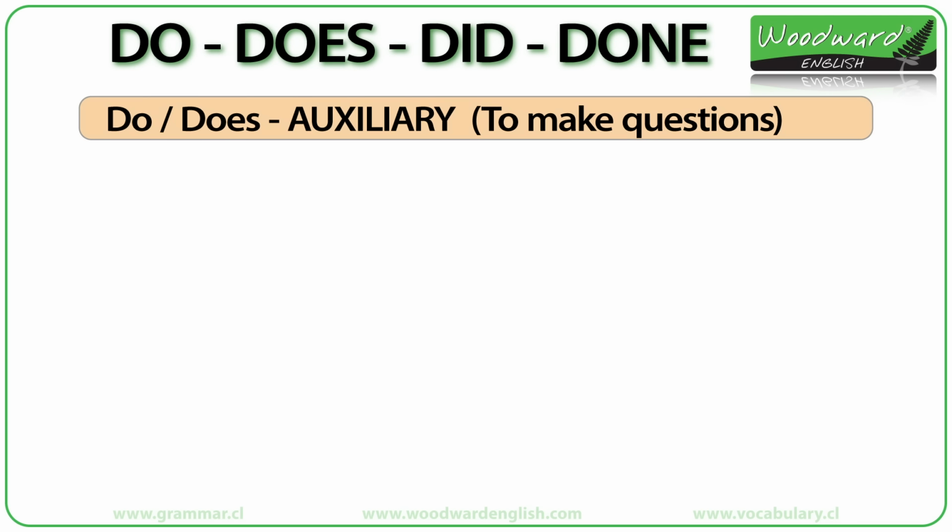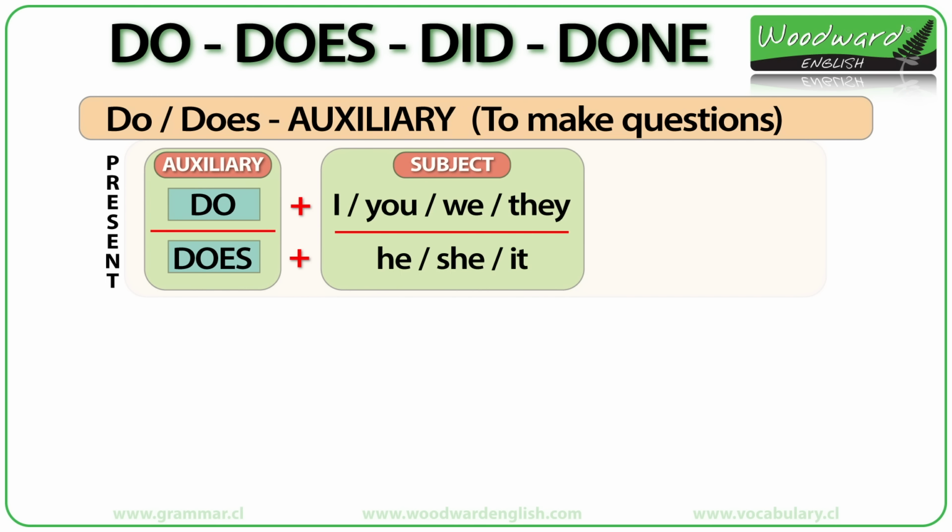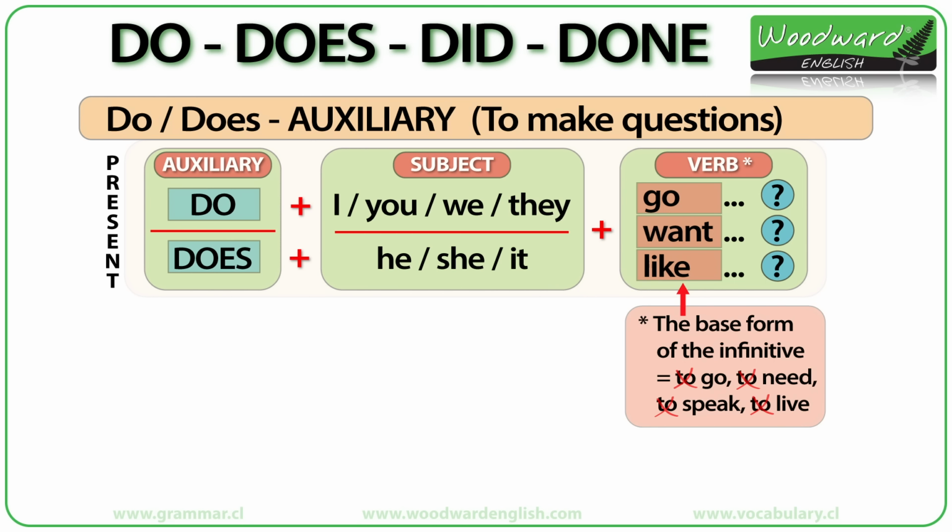Sometimes do, does, and did are used as auxiliaries to make questions in English. Let's start with do and does. To make a question in the simple present tense in English, we normally put the auxiliary do or does at the beginning of the question before the subject. After the subject is the verb in its base form, which means the infinitive without to at the beginning.